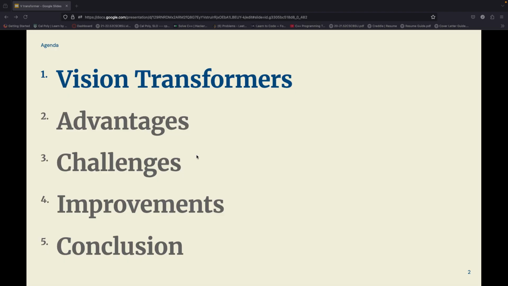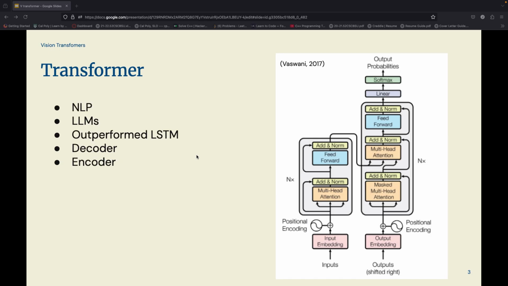I'll be going over what vision transformers are, their advantages, their challenges, improvements people have made in the field so far, and a conclusion at the end. So, what exactly is a transformer?